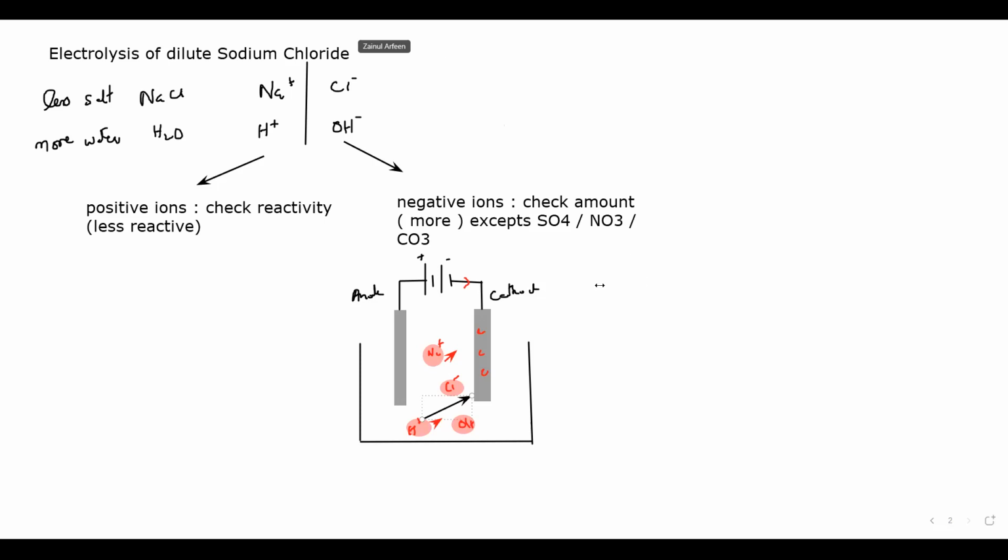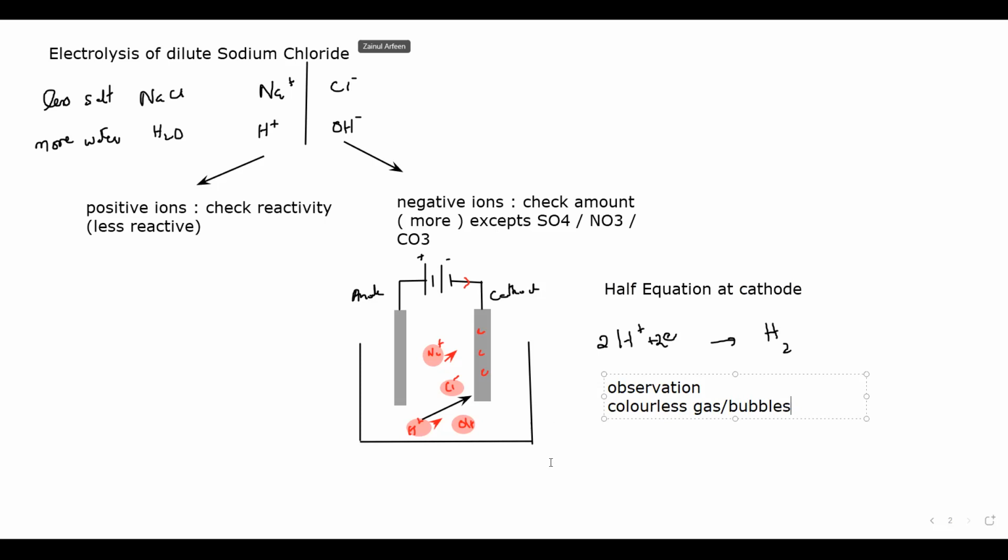So as the hydrogen is able to discharge, what will be the half equation at cathode? When hydrogen ions are there, they will take one electron and it will turn into hydrogen atom. When two hydrogen ions are there, they will gain two electrons and it will turn into a hydrogen molecule. So what is the observation? We'll have colorless gas, or we can also say bubbles are seen at cathode. This is what happened for the positive.